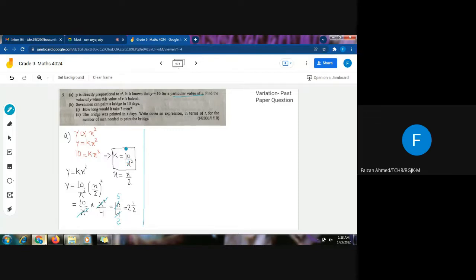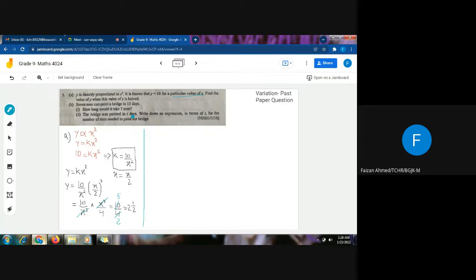In the questions which we discussed in the class, two values were provided, so we were able to find the value of k. But in this question, we have only one value, y is equal to 10, and the other value is not mentioned. So we will just make an equation in the form of k, and this will be k is equal to 10 upon x square. This is the same type of question which we did in the class.